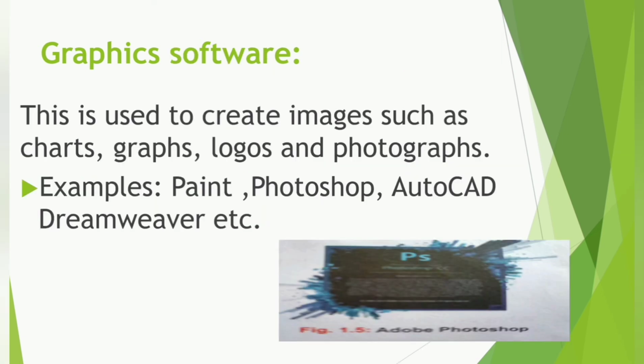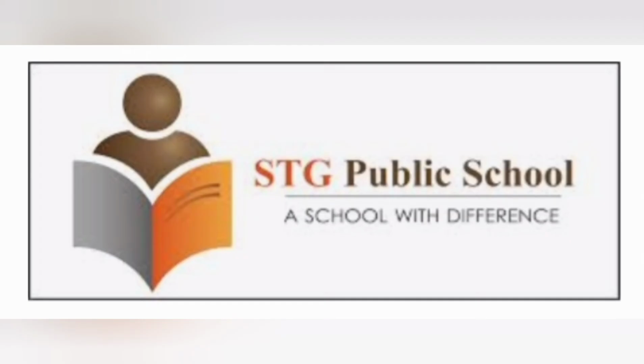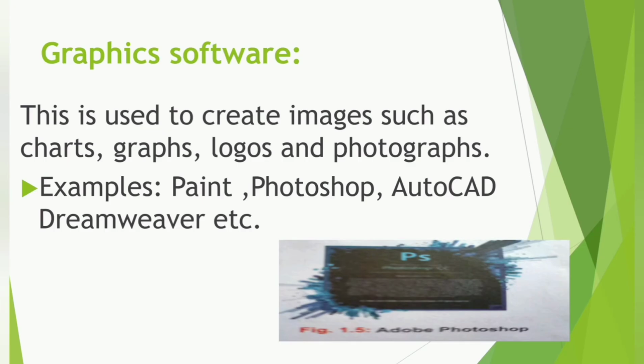First one, graphics software. Why do we use graphics software? This is used to create images such as charts, graphs, logos and photographs. Do you know what logos are, children? We have seen many kinds of logos. For example, the STG logo. This symbol is the logo of STG. How do we create logos? We can create logos by using Paint application, Photoshop, AutoCAD, Dreamweaver application, etc.